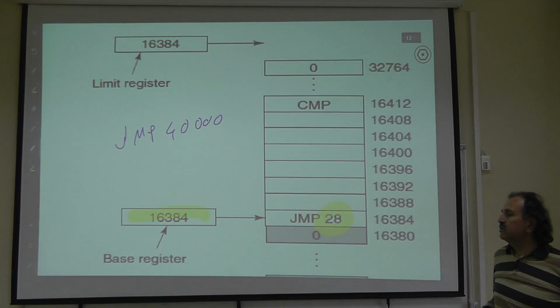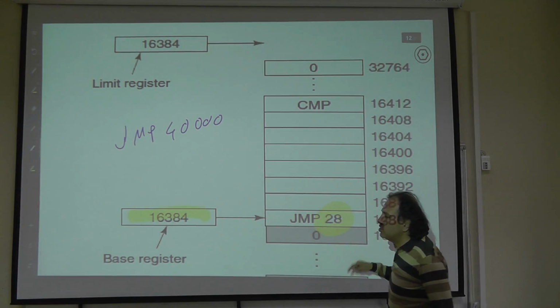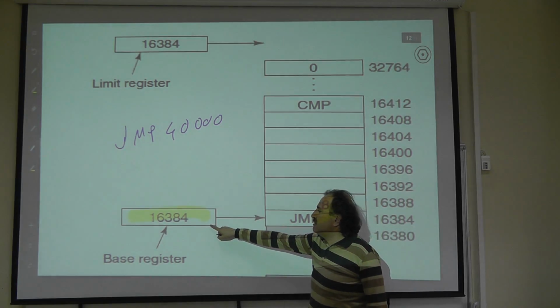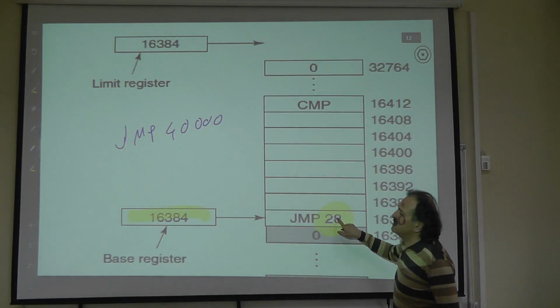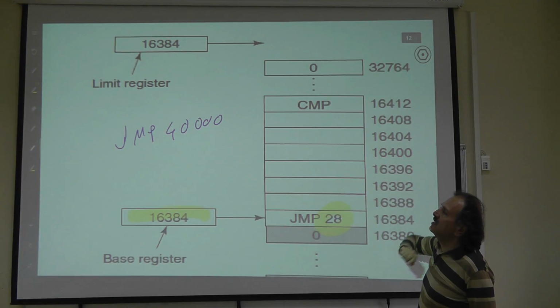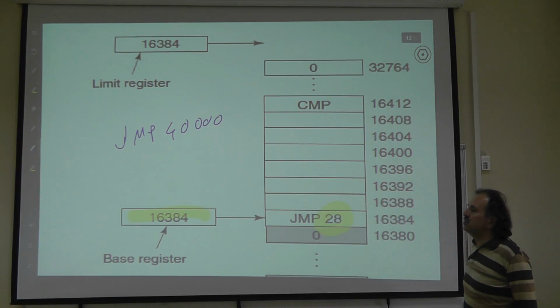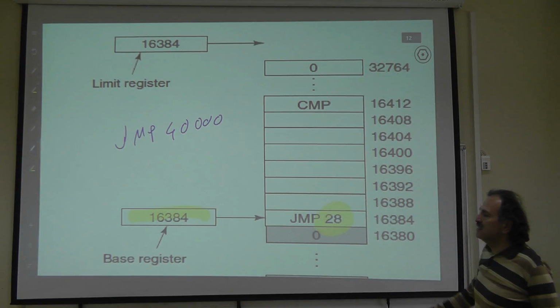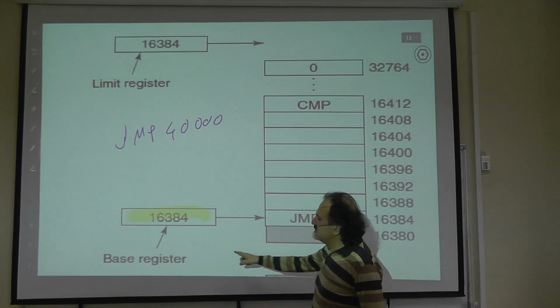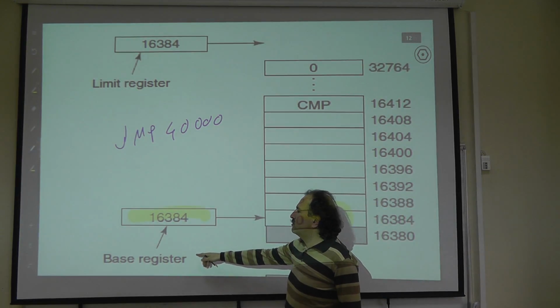So we have two special registers for each process. One is the base register. These numbers are always added to the base register. And one is the limit register. It is used for checking the address. So maybe we can say this base register is for relocation.